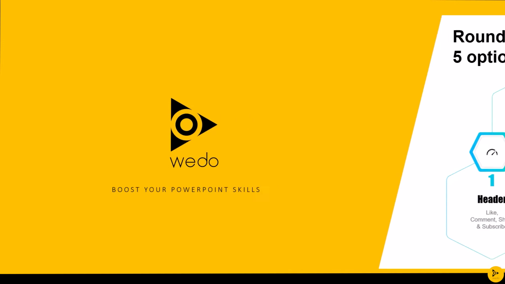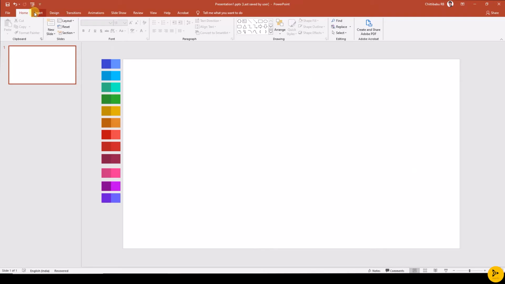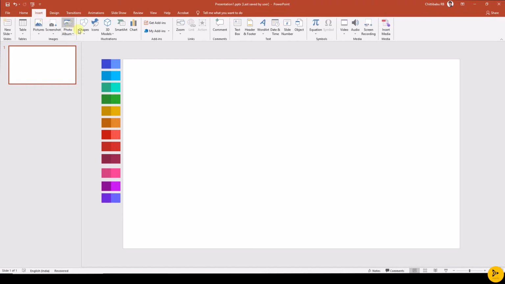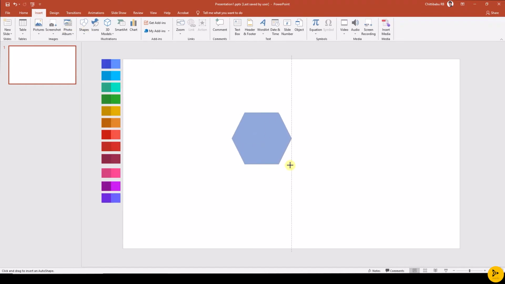In today's tutorial I am going to show you how to create a rounded hexagon flow with 5 options. So let's see how to do this in PowerPoint. First go to the Insert tab, Shapes, and insert a hexagon shape.